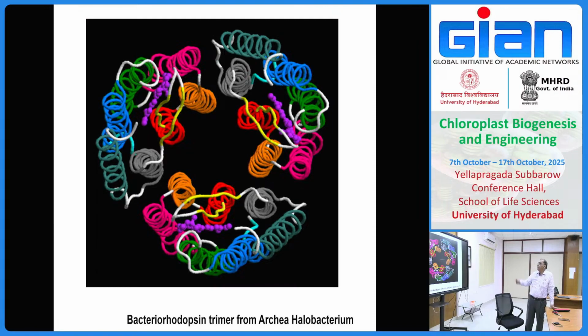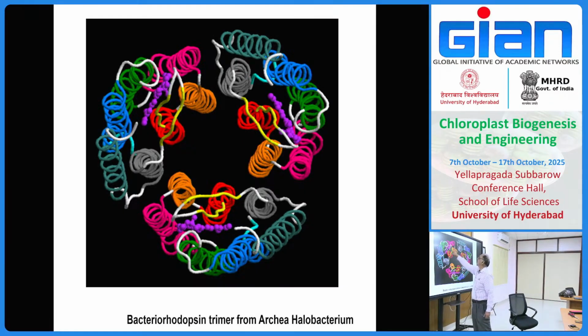And you can see retinols here. You see three retinols in the structure. So they are all responsible for absorbing green light. And there is no difference between the structure of bacteriorhodopsin and human rhodopsin. Same trimeric structure, almost exactly the same. Slight difference in the protein structure. Retinol remains the same.